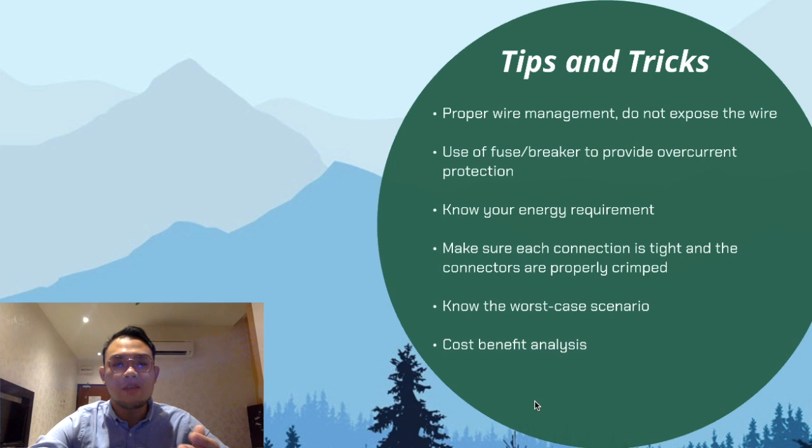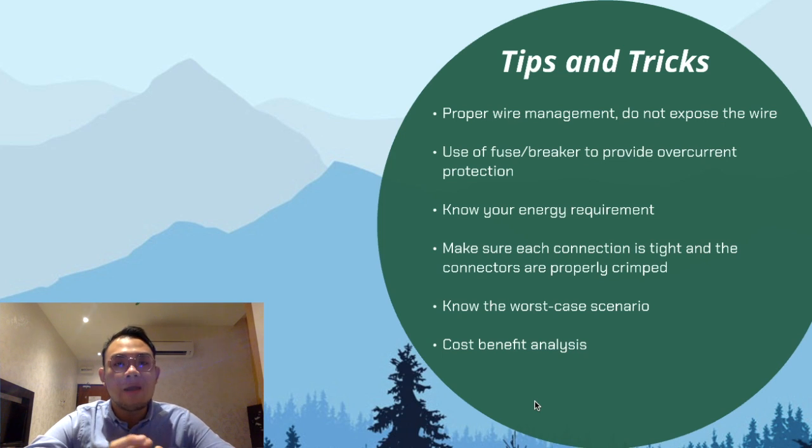Next, I'll go to the tips and tricks for when you want to implement the system. The first one, which I would like to say is the most important, is proper wire management, and do not expose the wire. We know the solar system is going to be implemented outside our house, and it's not covered in anything. So when it's raining, it's exposed to the surroundings.